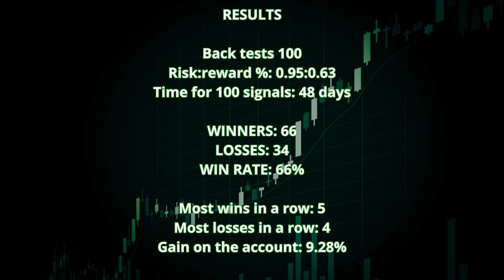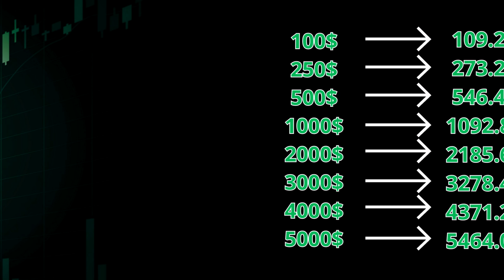When calculating the percentage increase of the account relative to the 0.95% risk with a 0.63% reward ratio, in the case that the trade was successful, we were able to achieve only a 9.28% gain on the account using this strategy in just 48 days. This translates to the following in terms of trading accounts.